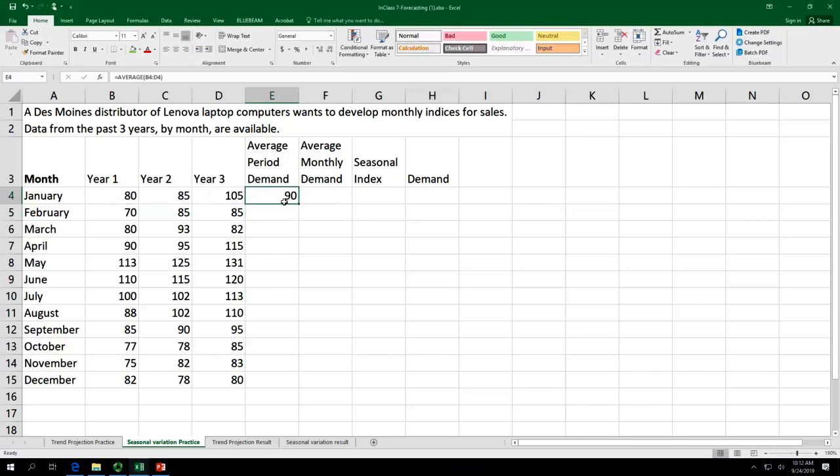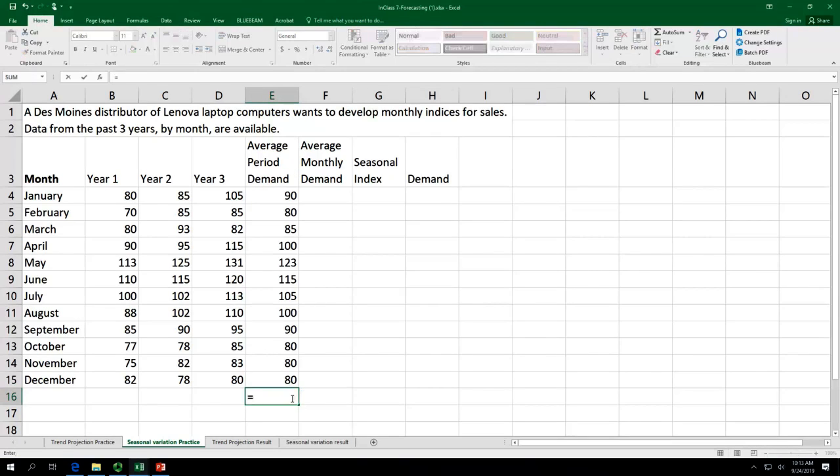And then you can use 2 approaches to fill in the rest of the column. You can drag, and move your cursor around from the big cursor to the small cursor. Now you can double click. Okay. So this is the average demand for each month.